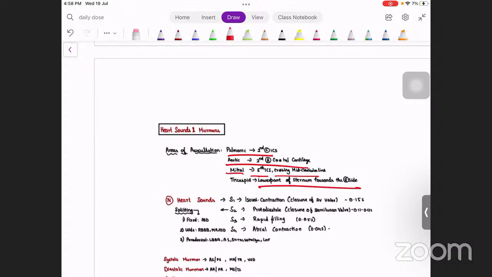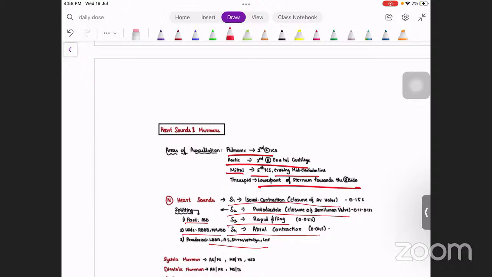While the normal heart sound S1 is seen in isovolumetric contraction, S2 is protodiastole, S3 is rapid filling, S4 is atrial contraction. We already studied. Fixed splitting is seen in ASD, wide splitting is seen in RBBB, MR and VSD, and paradoxical splitting of S2 is seen in left bundle branch block, AS, systemic hypertension, WPW syndrome, and left heart failure.